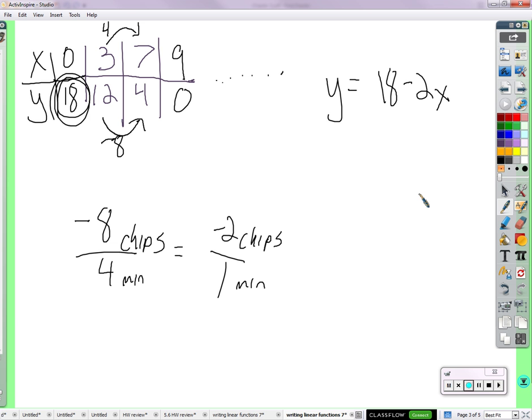So it goes up and down. But according to this data, this is just kind of the average. On average, we're eating two a minute, right? And sometimes that average does not come out to a whole number. And that's okay. We're graduating up to more realistic situations.